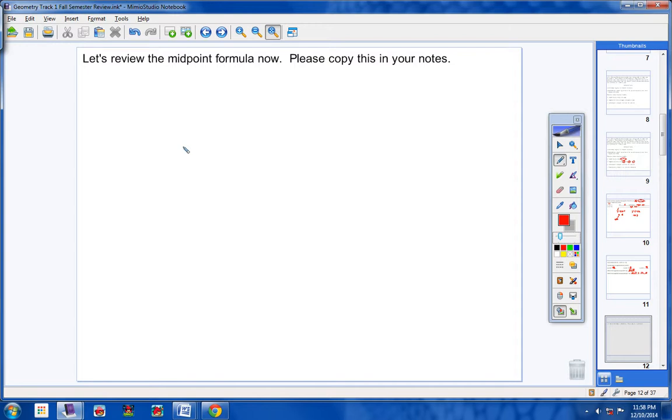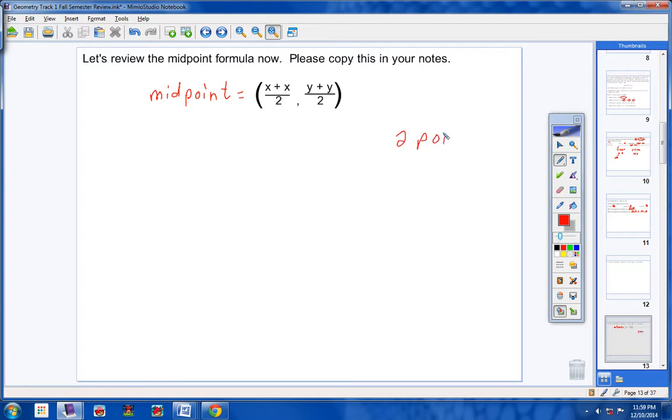Okay, here we go. Let's review the midpoint formula now. Please copy this in your notes. Here it is. Please copy this down. This is the midpoint formula, and I probably should have labeled that. So feel free to label this. This is the midpoint formula. When you are given 2 points, and I ask you to find the point, the ordered pair that lies between 2 given points, you use this formula right here. X plus X divided by 2, Y plus Y divided by 2.